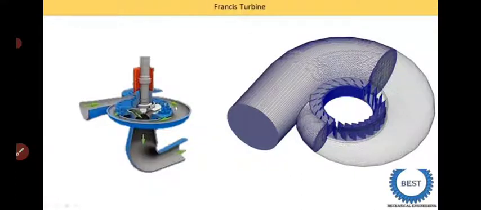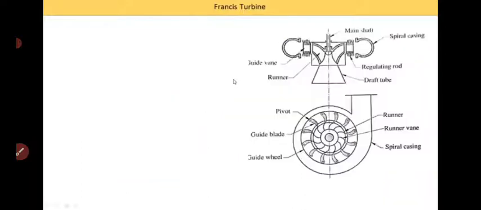So here you can see the area is larger, the head moving area is reduced, this part is soft.